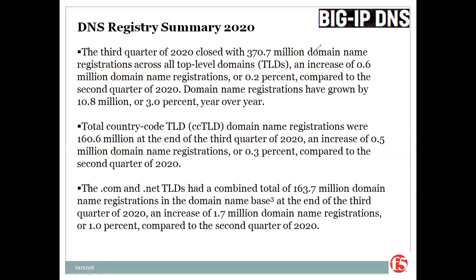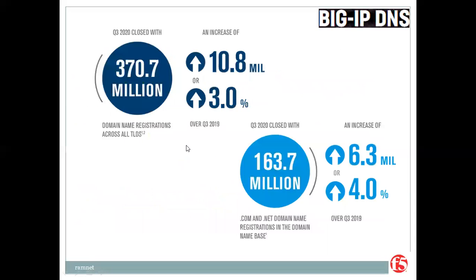So that's why we need to understand the DNS servers and who is making the DNS servers, and how to maintain them also. Next. This is a graphical representation of what we see there: 370.7 million, Q3 2020 closed with this much of domain name registrations. And this is about the company registration. .com and .net domain name registrations are this much.